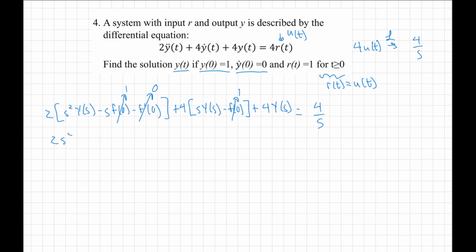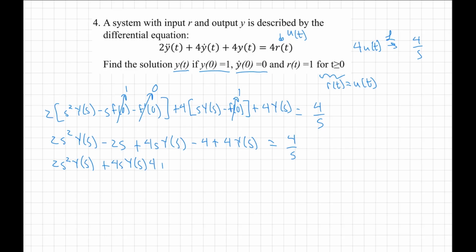We get 2s squared Y of s minus 2s plus 4s Y of s, plus 4, or sorry, minus 4, plus 4Y of s is equal to 4 over s. And then if we add 2s and 4 to both sides, we get 2s squared Y of s plus 4s Y of s plus 4Y of s is all equal to 4 over s plus 2s plus 4.